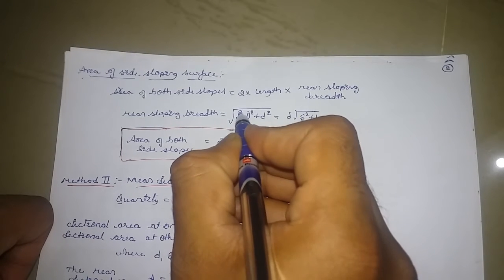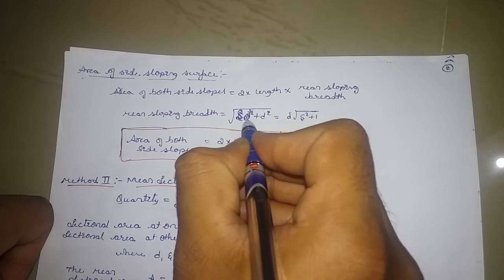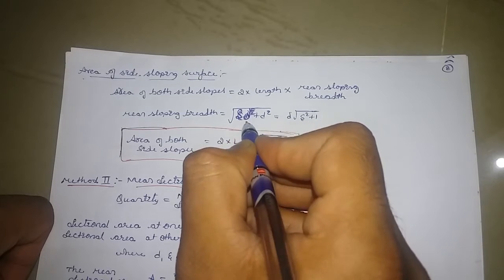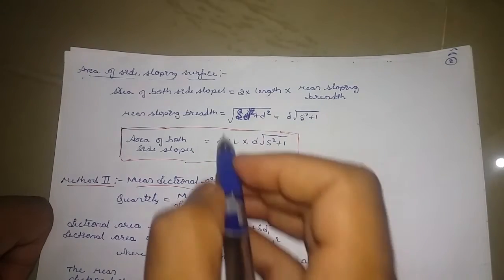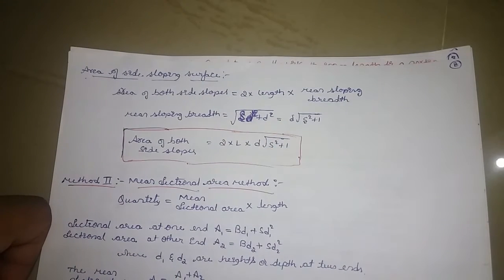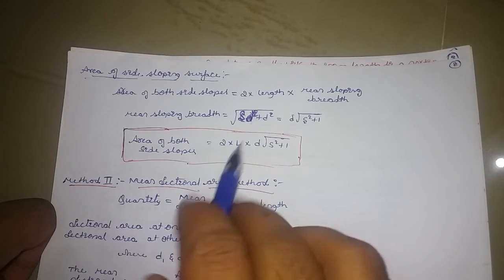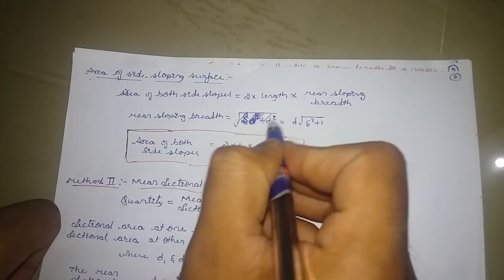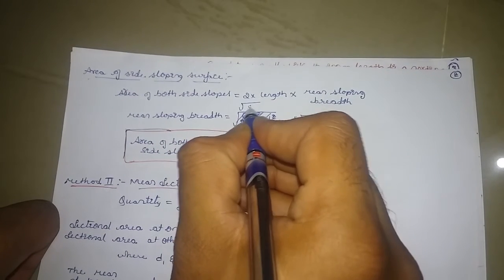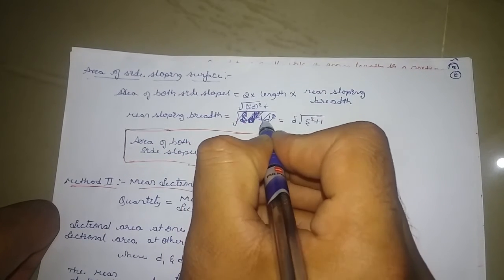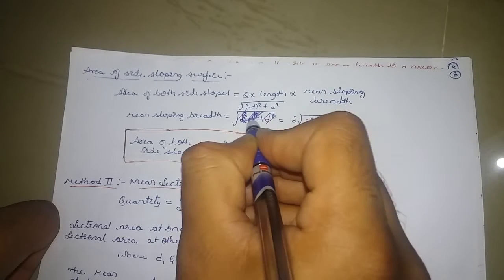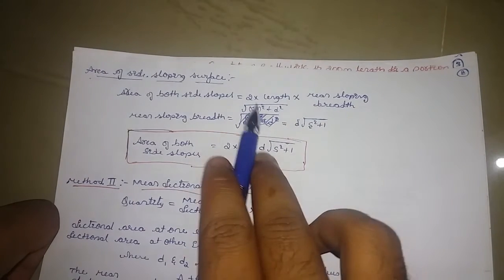So SD square is there in a bracket. I will write this SD square separately, so that you do not get any confusion. SD square plus D square in a square bracket. So what happens: SD square plus D square.